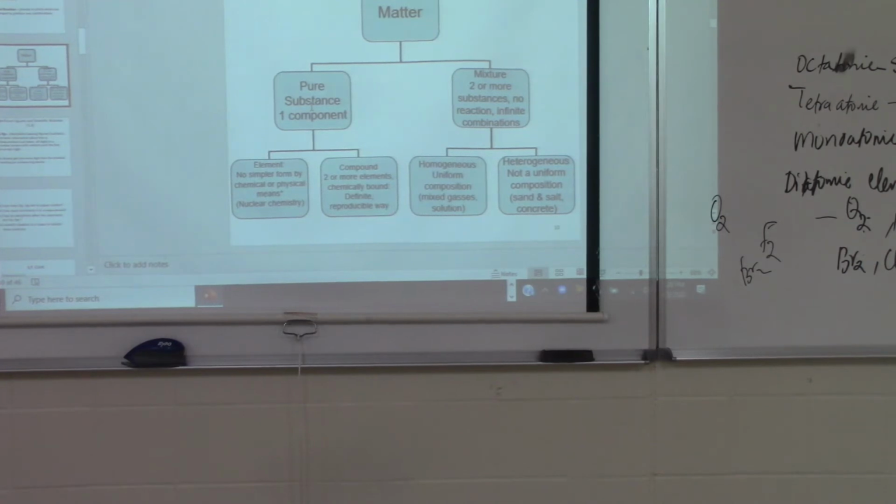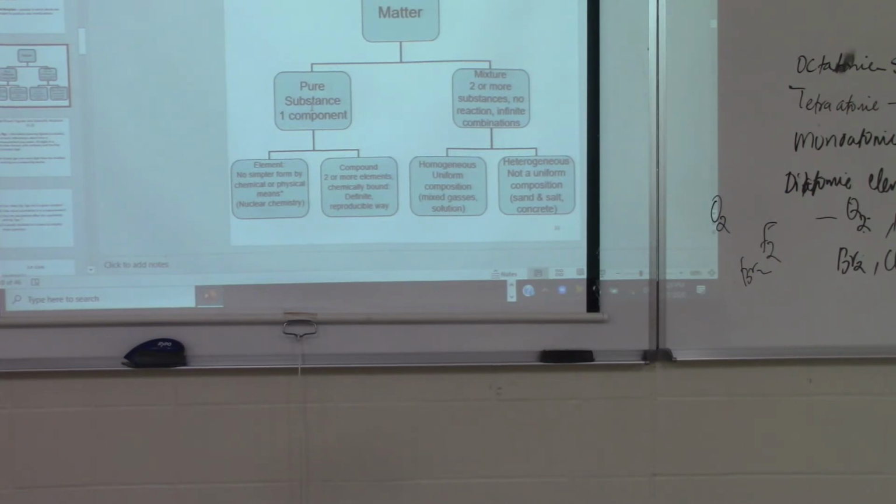Matter exists in two types: pure substance and mixture. A pure substance is made up of only one single component. If it is a mixture of components, it becomes a mixture. If the mixtures are uniformly blended together, that is a homogeneous mixture. Example, air. Air is a homogeneous mixture. All homogeneous mixtures are called solutions. So air is a gaseous solution.